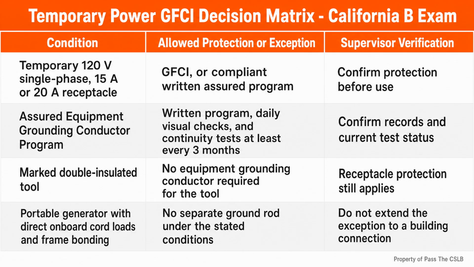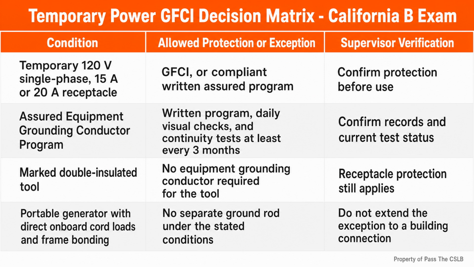Imagine a remote site where a crew uses a portable generator for a corded circular saw. Before relying on the no ground rod condition, I would verify that the saw is plugged directly into an onboard receptacle, that the receptacle grounding terminals and non-current carrying metal parts are bonded to the generator frame, and that the temporary receptacle protection requirement is satisfied. I would not extend the exemption to a feeder supplying a temporary panel without electrical review.